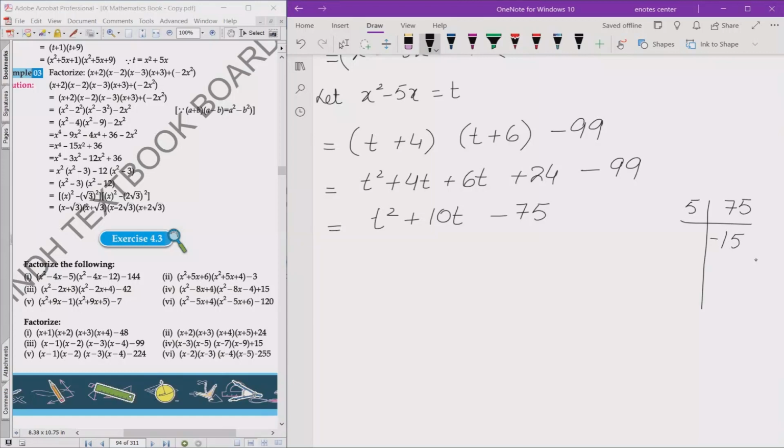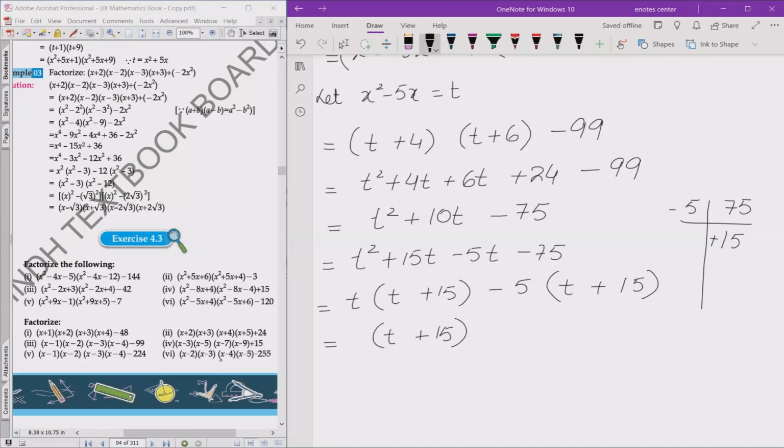Now we have to make a plus sign here and a minus here. So we have t squared plus 15t minus 5t minus 75, right? Now we have to take common: t plus 15, minus 5 is common, t minus, minus plus, 5 ones are 5, 5 5s are 25. Again, we have common t plus 15 and t minus 5.